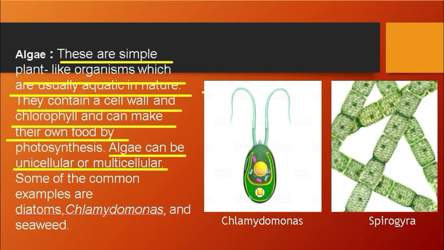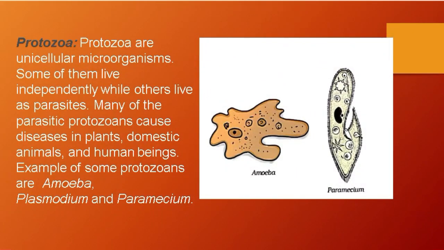Number one, Chlamydomonas, and the second one is Spirogyra. Now, here is another category of microorganism, that is protozoa. Students, protozoa are one-celled organisms like bacteria, but they are bigger than bacteria. And protozoa have some special characteristics that make them more like plant and animal cells.